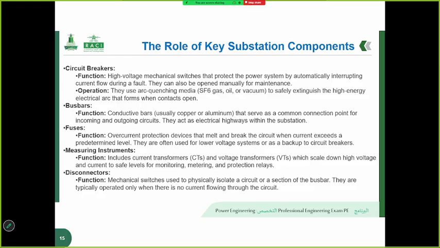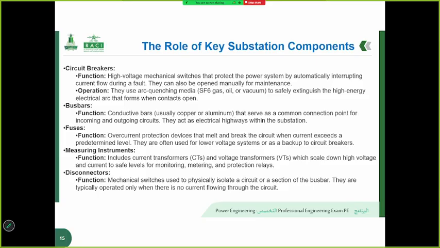Another thing is measuring instruments. To monitor and protect the power system, it is necessary to accurately measure high voltage and currents. CTs and VTs, also known as potential transformers or PTs, are used for this purpose. So they are designed to safely step down the high voltage and current levels to much lower manageable values that can be read by monitoring instruments and protection relays.